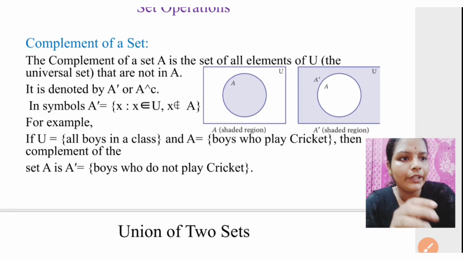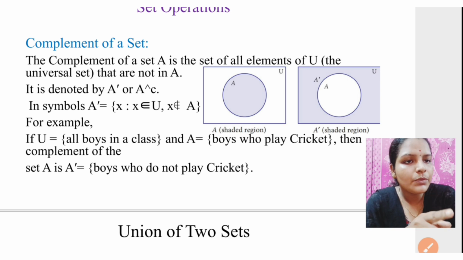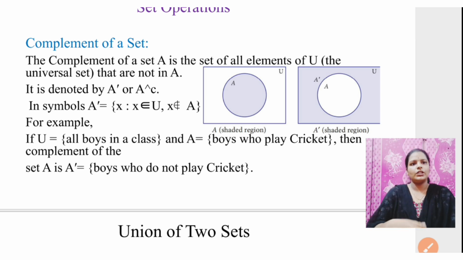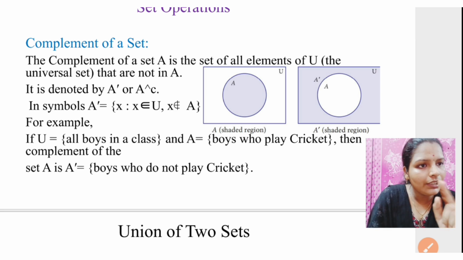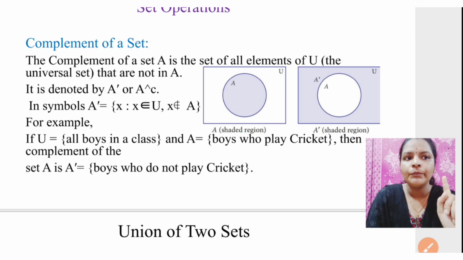We have the Venn diagram on the right side. In the first one, we have shaded the A region. In the second case, we shade the A complement. Only the shaded region is taken into account, so they removed the shading in the A region and shaded the rest of the universal set region. So this is the Venn diagram for A complement.